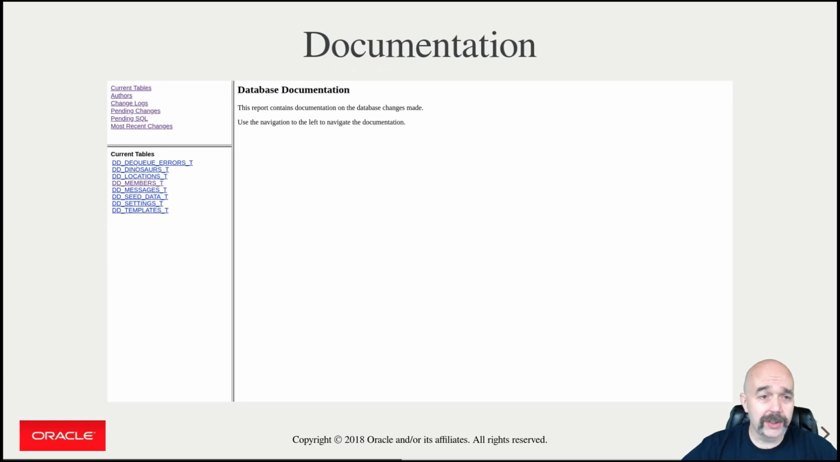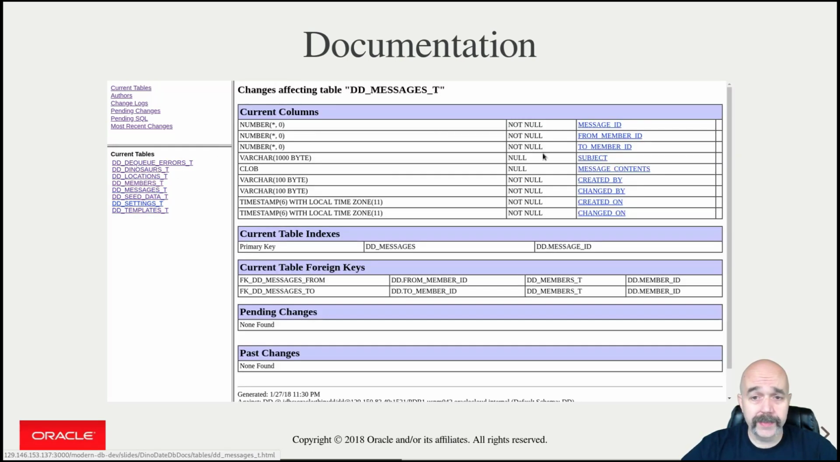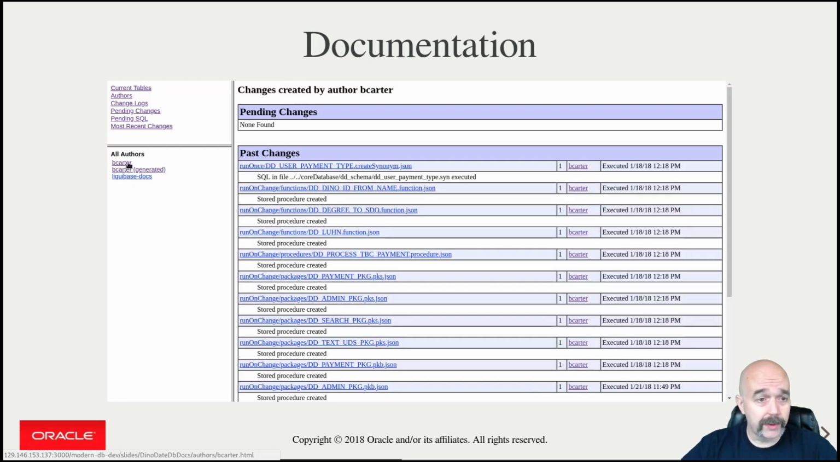But the documentation looks like this. It's written using the Javadoc style format, and so this was actually generated with the DinoDate Liquibase changes that you can see if you go to the GitHub account. But you can go in here and you can see that it has listings of these are the current tables in the system, and you can drill down into the different columns. You can look and see who has written change sets. If you want to see all the ones that I wrote, you click on that and you can see a list of the change sets I wrote.